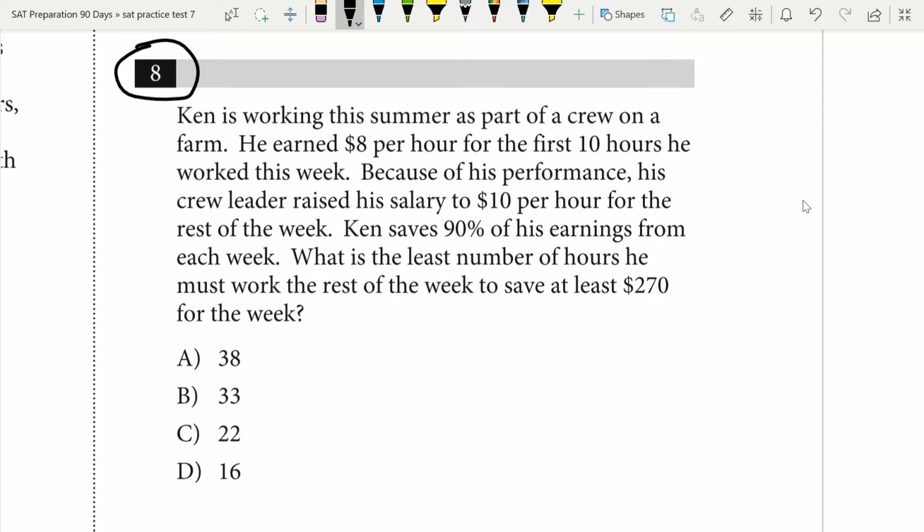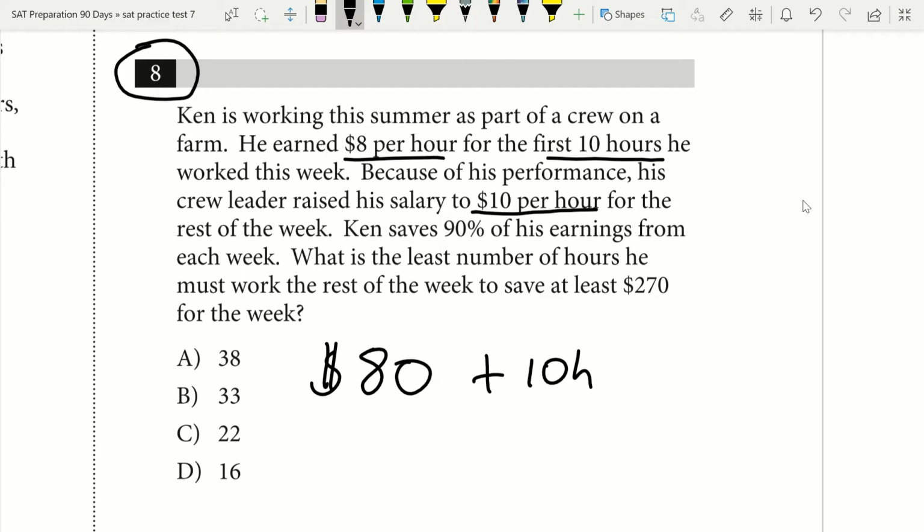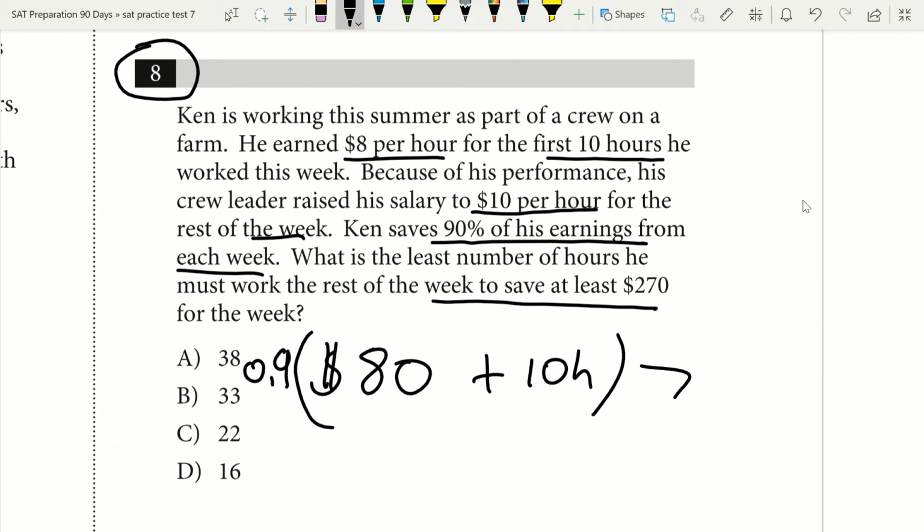Ken is working this summer as part of a crew on a farm. He earned $8 per hour for the first 10 hours. I know $8 per hour times 10 hours is going to give me $80. He worked this week. Because of his performance, his crew later raised his salary to $10 per hour. So he's now earning $10 per hour for the rest of the week. Ken saves 90% of his earnings from each week. So of his total earnings in a week, he saves 90%, which is going to be 0.9 times how much he earns is how much he'll save. What is the least number of hours he must work the rest of the week in order to save at least $270 for the week?